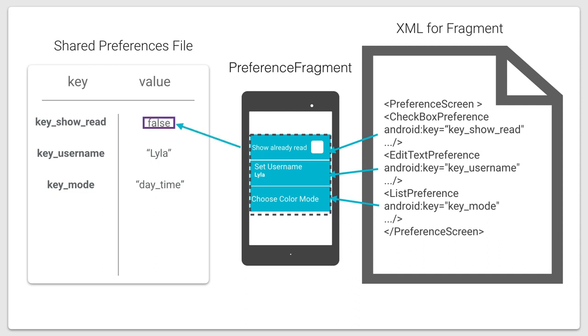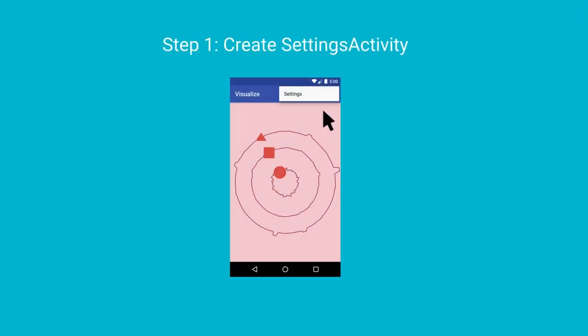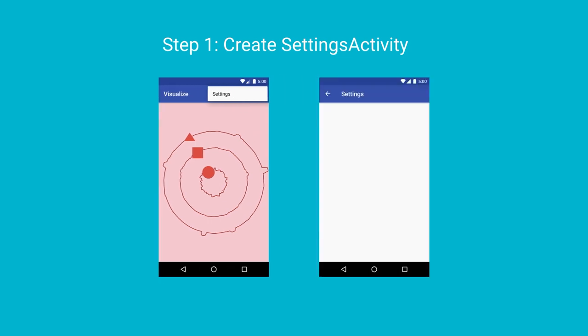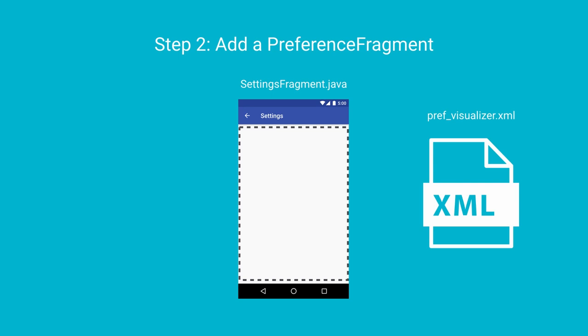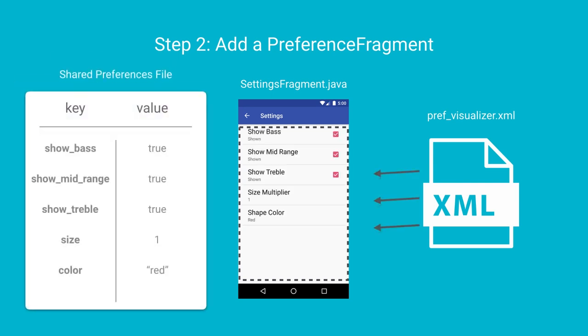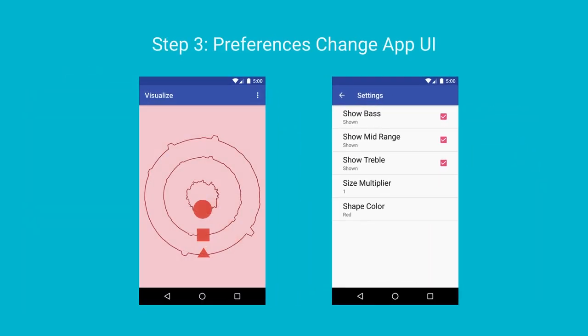To start, we're going to create a new activity called Settings Activity. And we'll open it when you click on a menu item for the main visualizer activity. Second, we'll add a preference fragment to that settings activity. Along with the preference fragment, we'll create an XML file that defines what preferences are in the fragment. We'll pick what the preference names are, the keys that are used in the shared preferences file, and their default values.